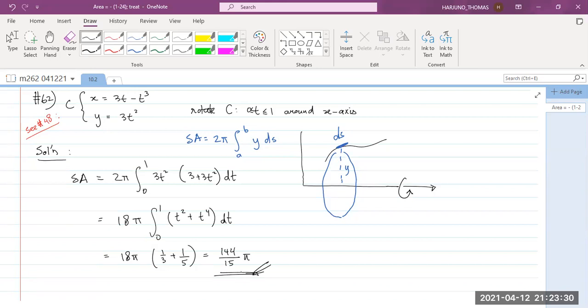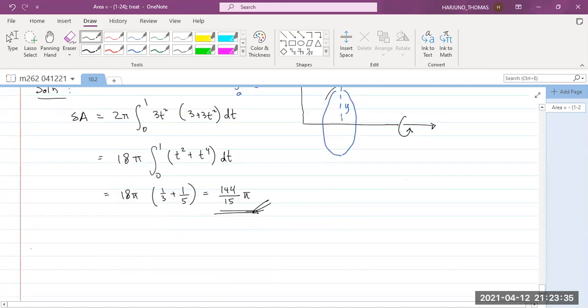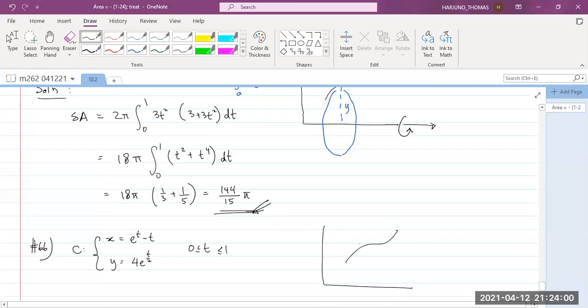How about number 66 then? If you rotate that around the y-axis, we have the curve x equals e to the t minus t. The y is 4e to the t over 2. The t from 0 to 1. Let's say this is the curve. This is my ds. Rotate around the y-axis.